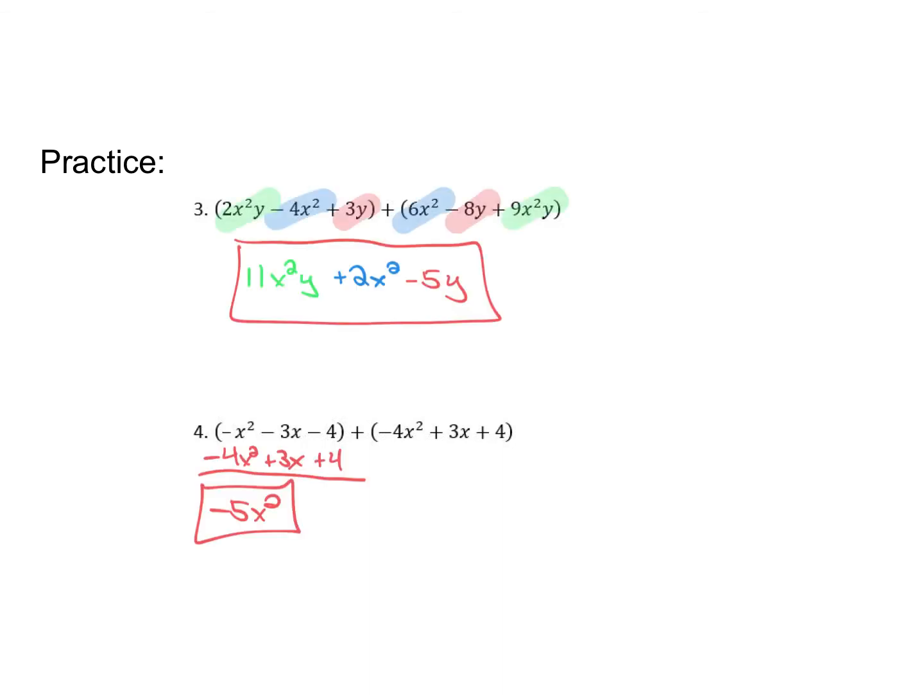So in practice problem number 3, again, you're just kind of matching up our like terms. So we matched them up green, blue, and red, putting them in descending order as we go. Problem number 4, I just rewrote them first underneath in case you wanted just another look at that. Then we add them up, and all we're left with is the negative 5x squared.